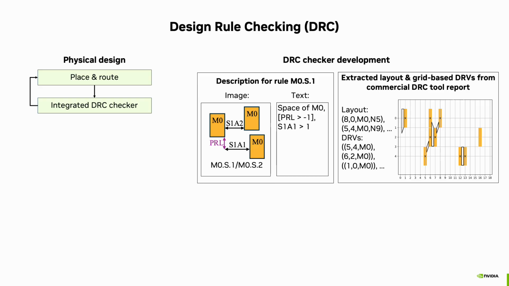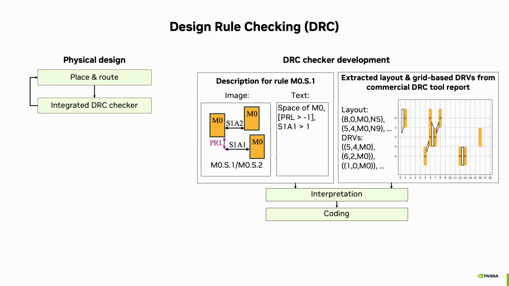analyze the extracted layouts and the design rule violations given by the commercial DRC tool reports. This figure shows an example of the layouts and the design rule violations provided by the commercial tool. So the engineers need to analyze this information to know more details about the design rules. These two steps we call the interpretation.